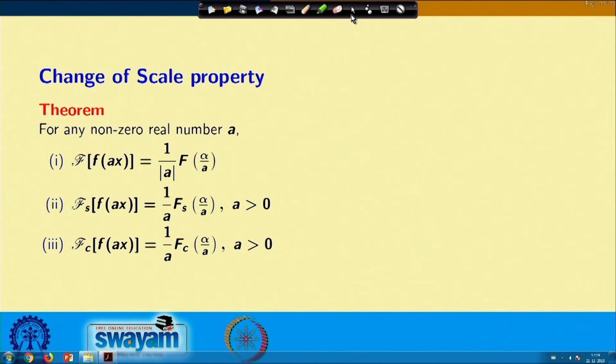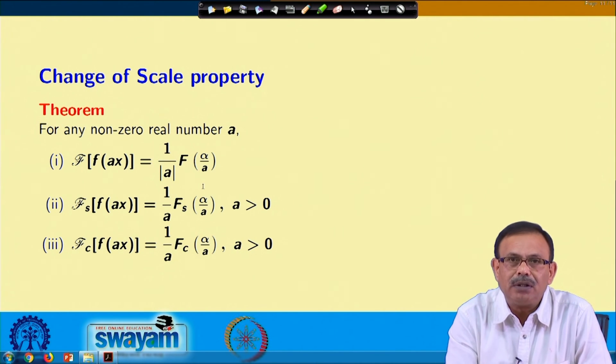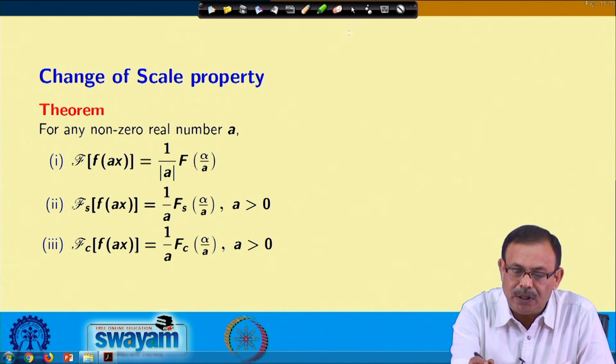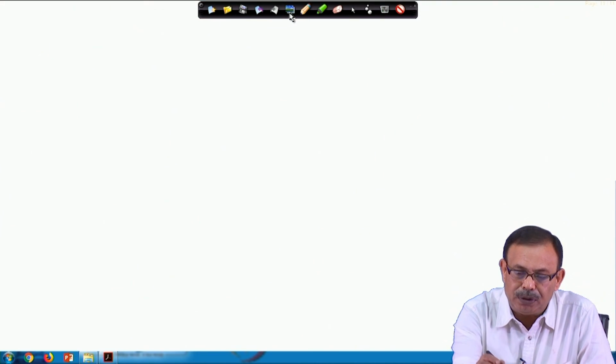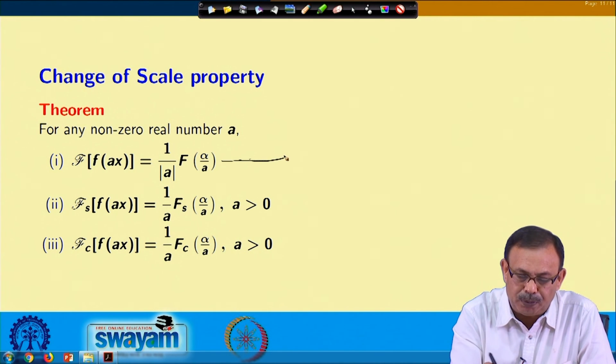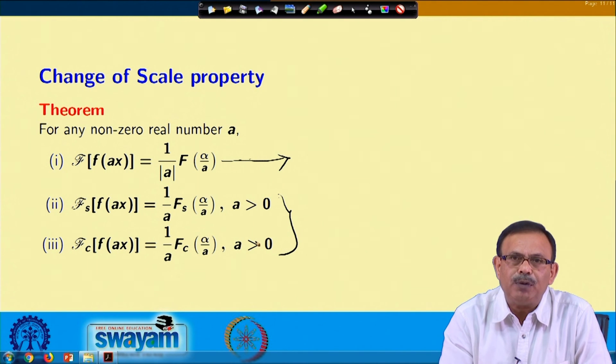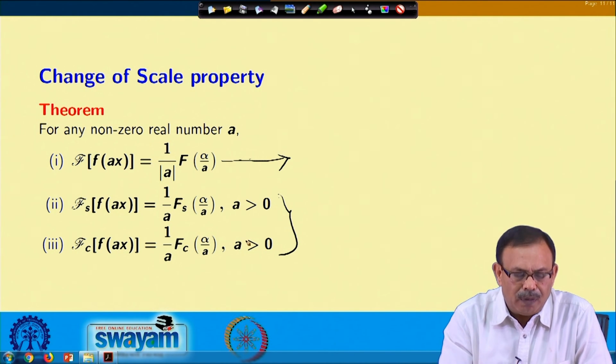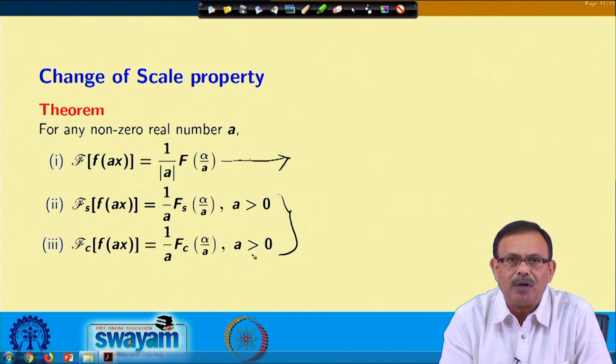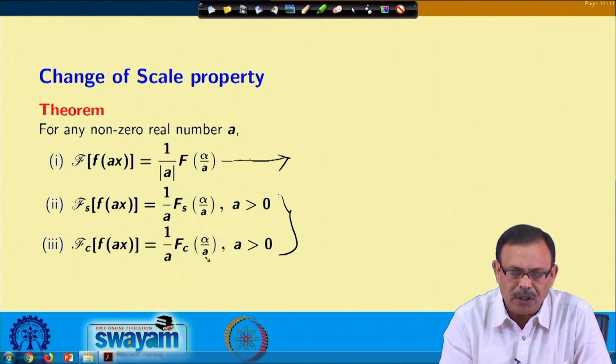Just let us see, there were 3 cases. The first case we have proved over here. In the same way, if you proceed, you can prove the other two: the Fourier sine transform of f(ax) equals 1 by a times the Fourier sine transform at alpha by a for a greater than 0, and the Fourier cosine transform of f(ax) equals 1 by a times the Fourier cosine transform at alpha by a for a greater than 0. So, you can check it on your own. I am not giving the proof of this.